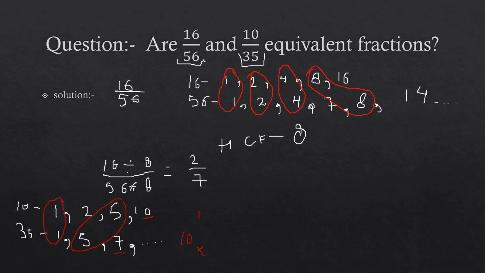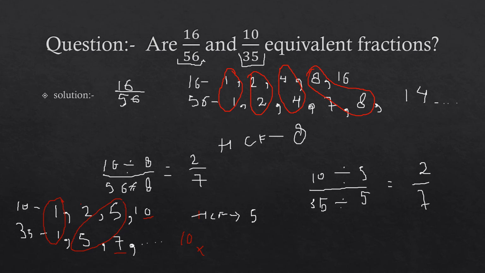Hence the highest common factor, the HCF for 10 and 35, is 5. Now we will divide the numerator and denominator by their HCF, which is 5. So 10 divided by 5 gives us 2, and 35 divided by 5 gives us 7.